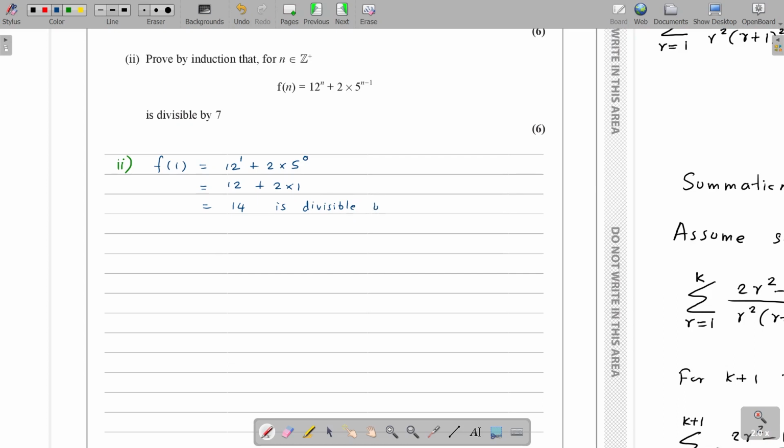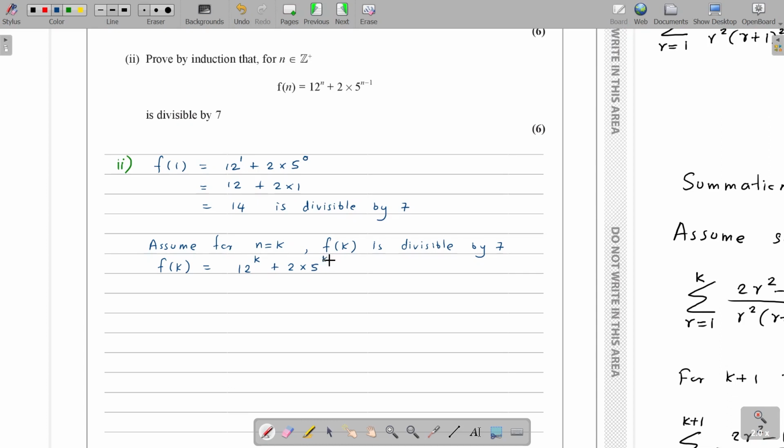Then the next step is, we assume, for n equals k, Fk is divisible by 7. Are you with me? So what is Fk? We have Fn. Fk is equal to 12 to the power k plus 2 times 5 to the power k minus 1. Are you with me?